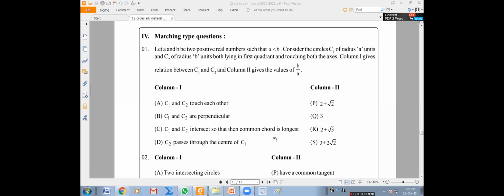Okay, C1 and C2 intersect so that the common chord is longest. Okay, it is basically bisecting the circumference only. One circle is like this. This is the center. This is a particular chord. The other circle is touching x and y axis, and the two circles have a common chord that should be of the greatest length.